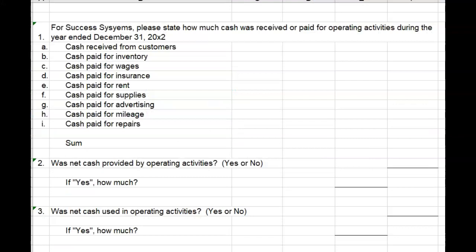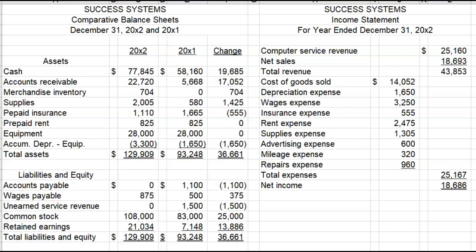The first thing we are asked to do on this worksheet is to calculate the cash received from customers. In other words, we need to convert $43,853 of accrual basis revenue to cash basis revenue. The calculation of cash received from customers in this example includes the change in accounts receivable and unearned revenue shown on the balance sheet.